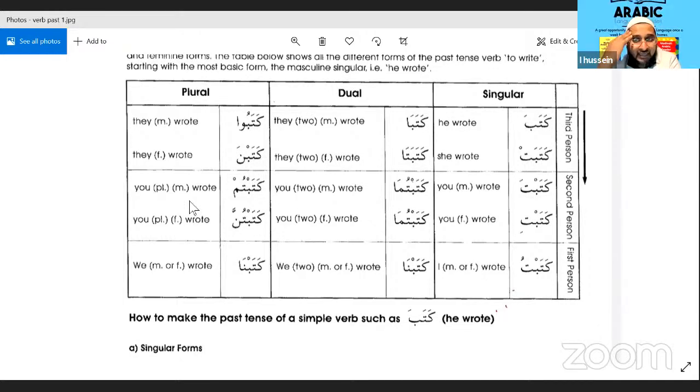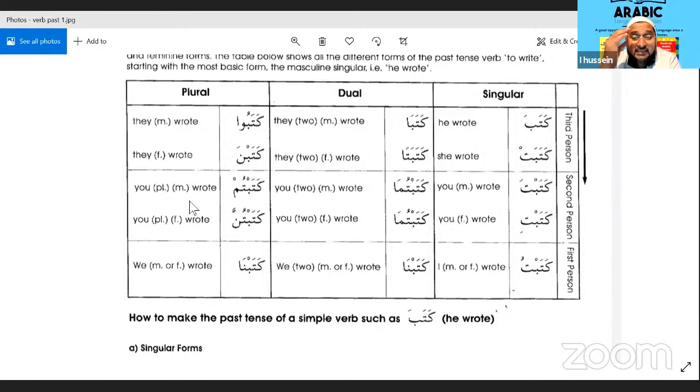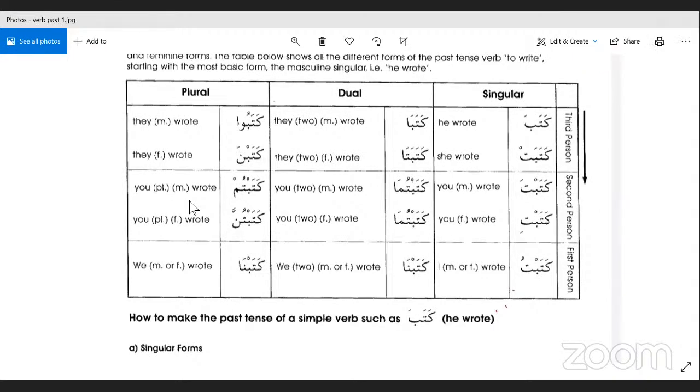The verb Nasara, he helped. Nasara, Nasara, Nasaru, Nasarat, Nasarata, Nasarna. Correct.